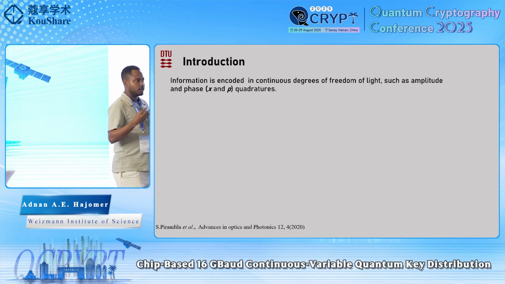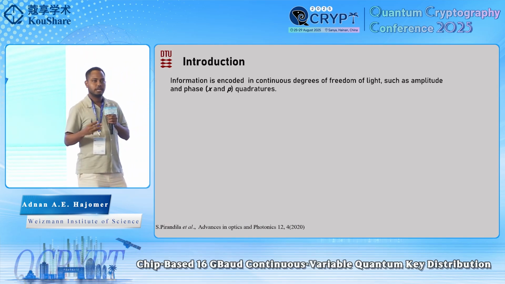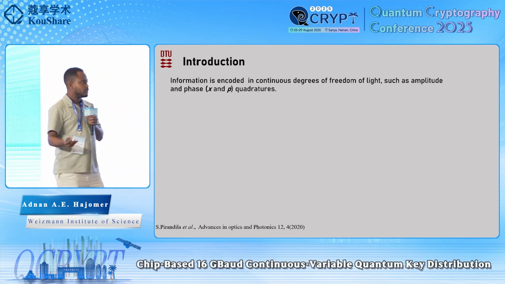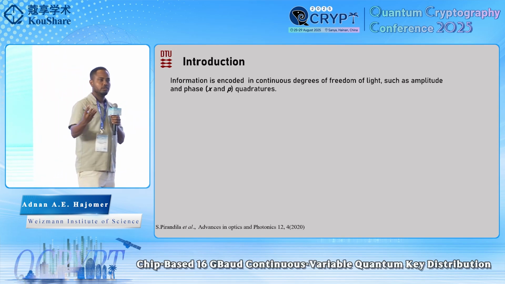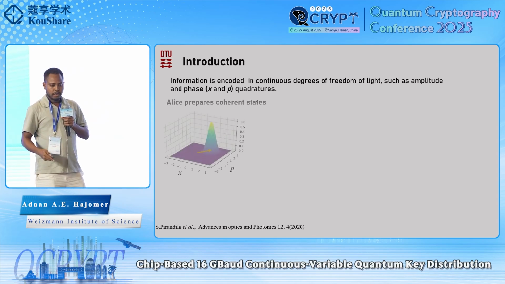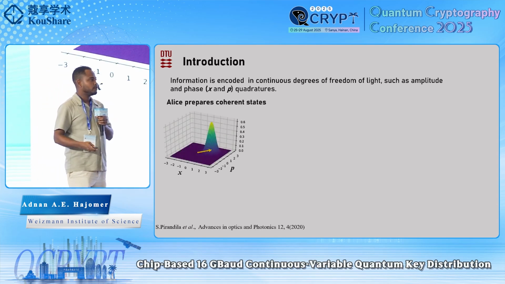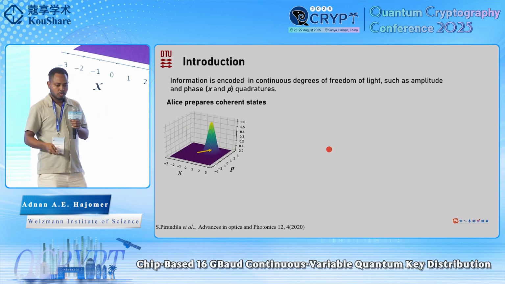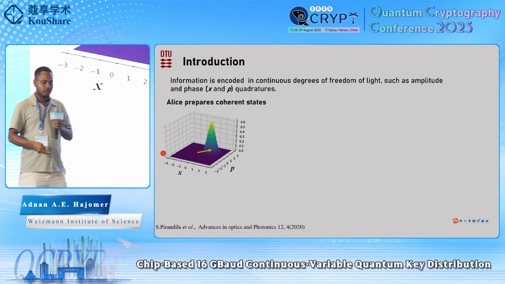Continuous variables are quantum mechanical observables that have a continuous spectrum. An example of continuous variables are the amplitude and phase quadratures of the electromagnetic field of light. And a typical state we use in CVQKD is a coherent state, which is basically a displaced vacuum state.